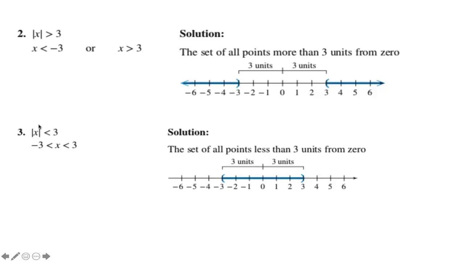And on the other hand, if you have absolute value of x is less than 3, that means that we want the set of all points whose distance from 0 is 3 or less. That means that we are between negative 3 and positive 3. Or if you have the absolute value of x is less than 3, that means that x must be bigger than negative 3 and less than 3.